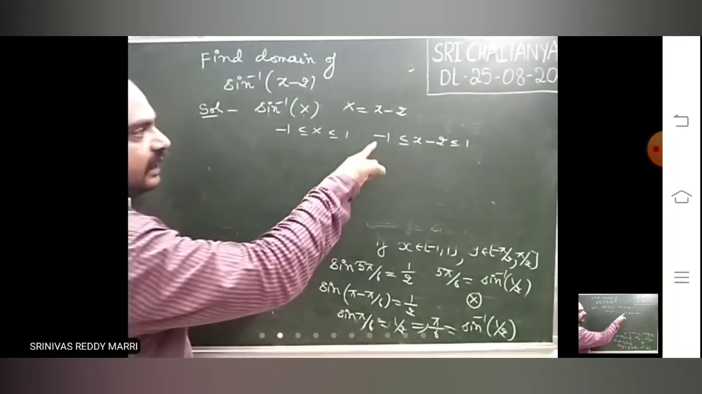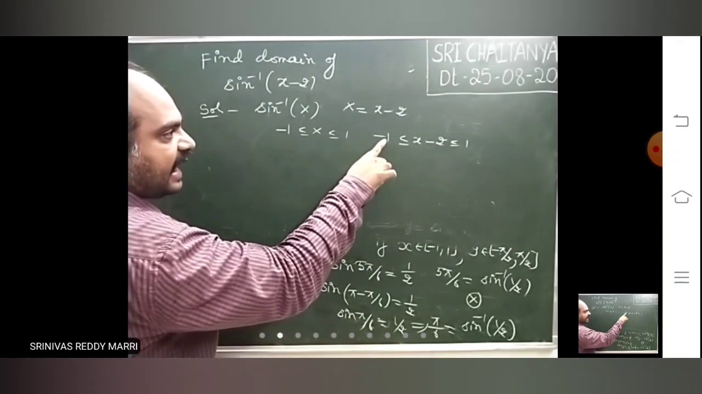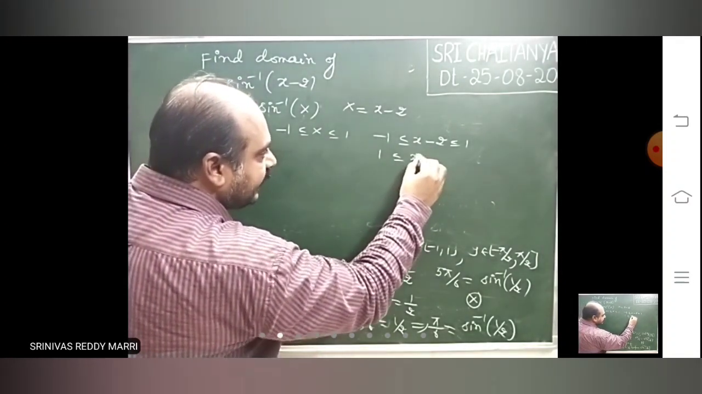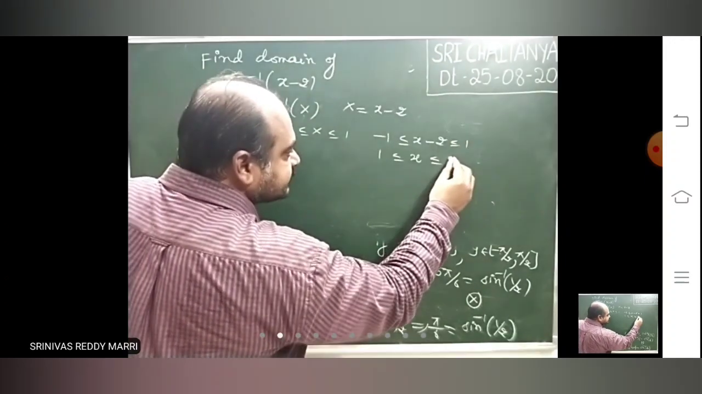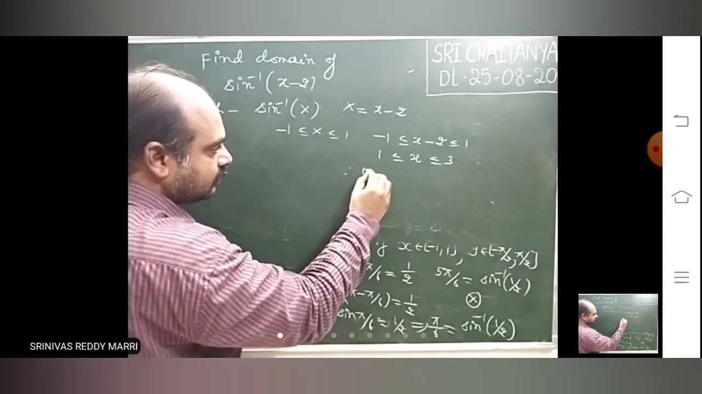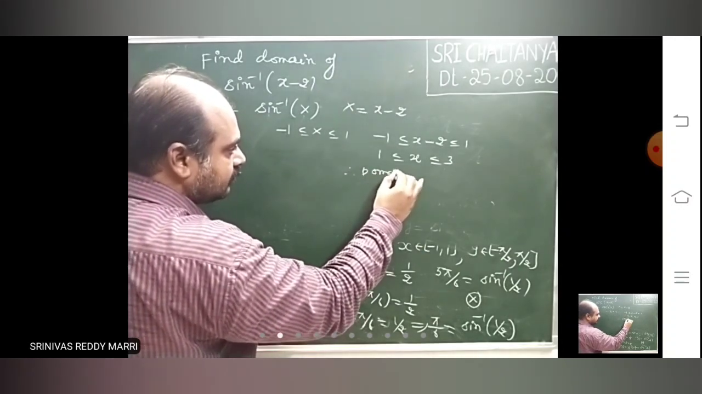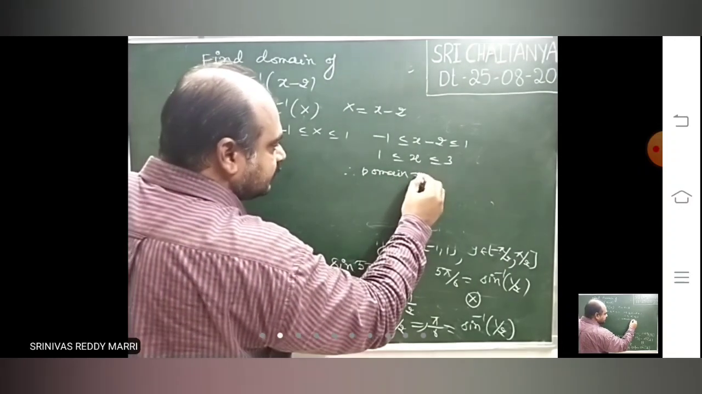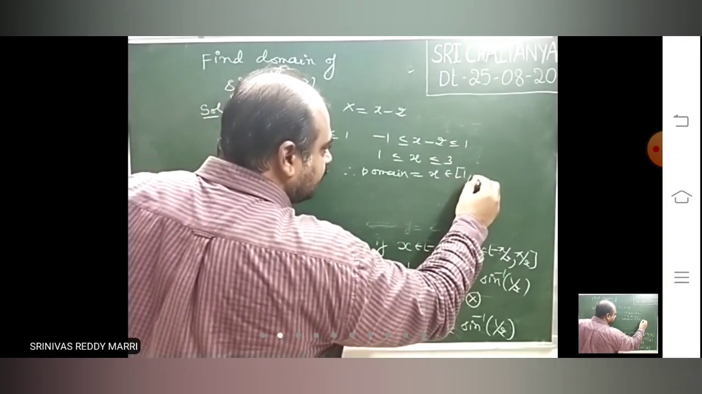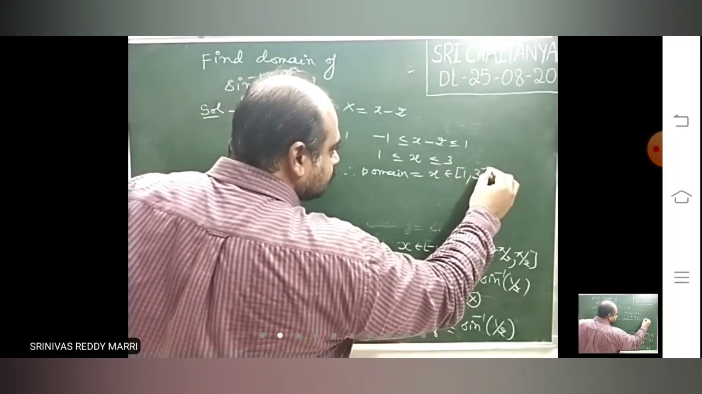Capital X is nothing but x minus 2, which lies between minus 1 and 1. Add 2 to everything: 1 plus 2 is 3. Therefore, the domain is nothing but x belongs to [1, 3].